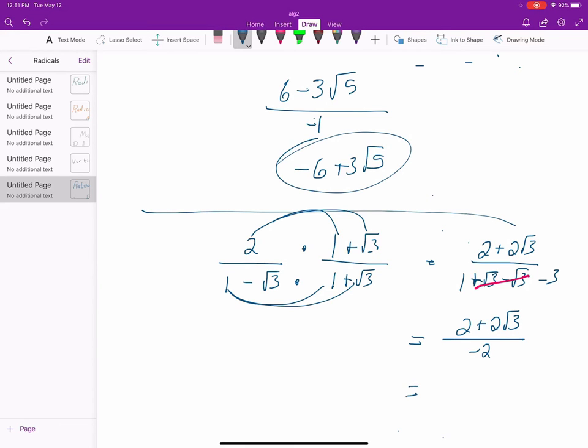And the good news is that these can go away. So 2 divided by negative 2 is negative 1. 2 divided by negative 2 is negative 1. And there's my answer. So the 2 has to go into both of those things in order to make that work. It can't just go into one. It's got to go into both.